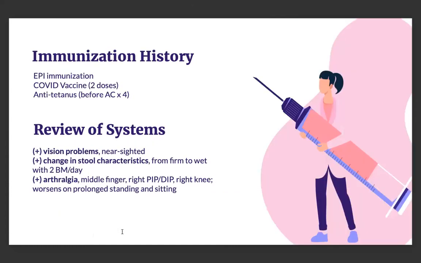For immunization history, she had complete EPI immunization, COVID vaccine, and anti-tetanus. Then for review of systems, she noted vision problems. She's nearsighted. Change in stool characteristics from firm to wet with 2 bowel movements per day, and arthralgia in the middle finger, right PIP, DIP, right knee, which worsens on prolonged standing and sitting.